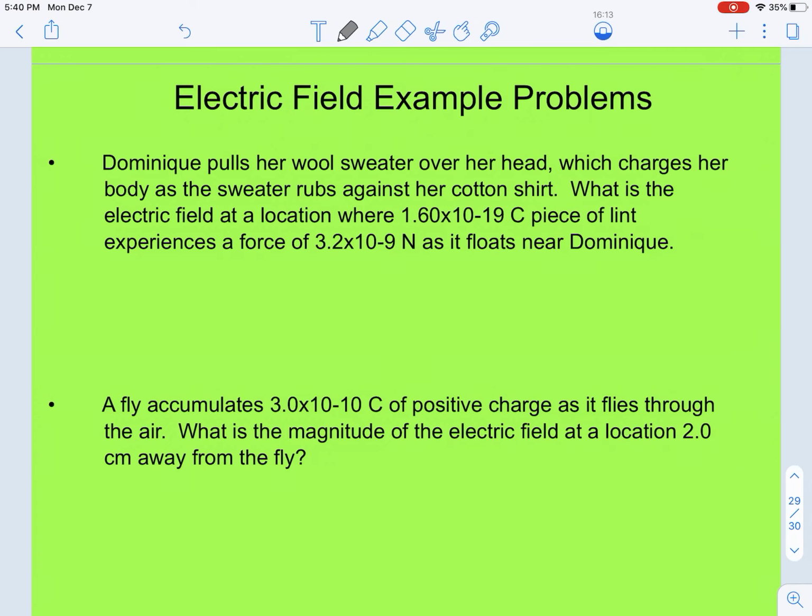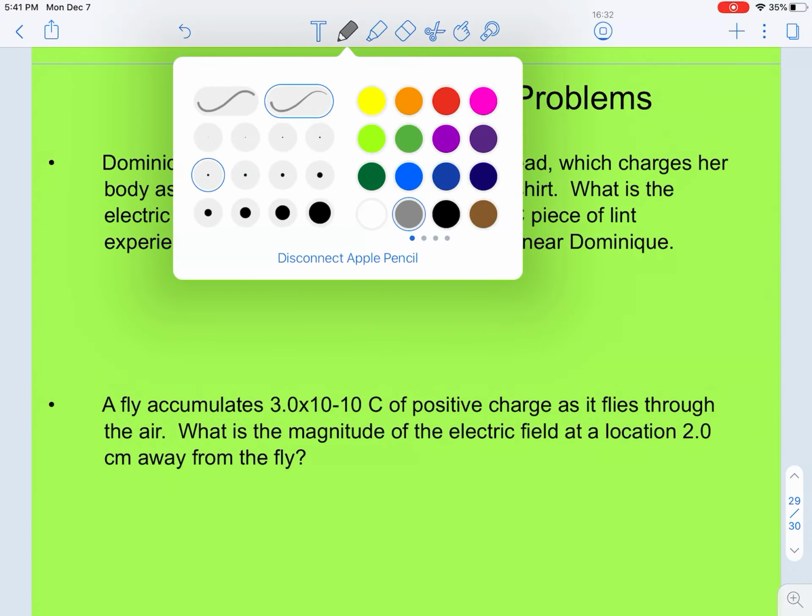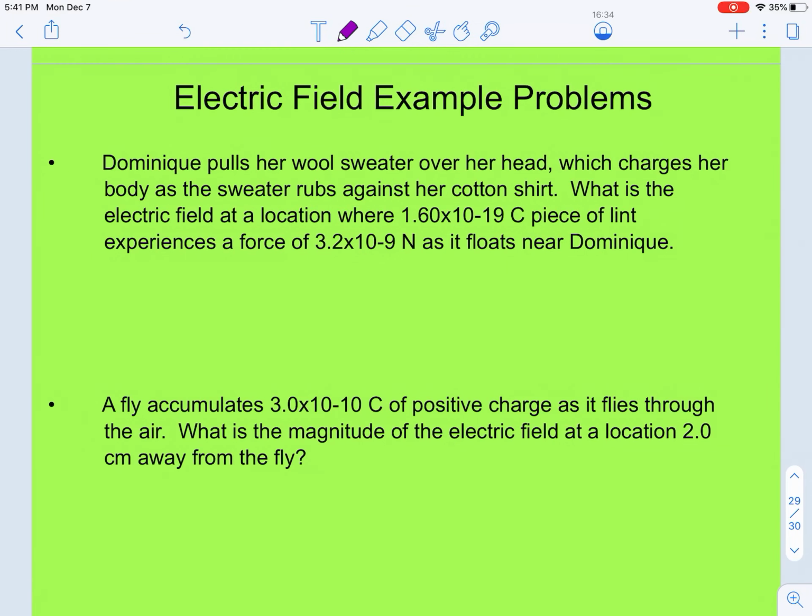All right, so let's run through a couple of example problems just to make sure that you are comfortable with how all of this plugs in. So it says that Dominique pulls her wool sweater over her head, which charges her body as the sweater rubs against her cotton shirt. What is the electric field at a location where a 1.6 times 10 to the negative 19 coulomb piece of lint experiences a force of 3.2 times 10 to the negative 9 newtons as it floats near Dominique?